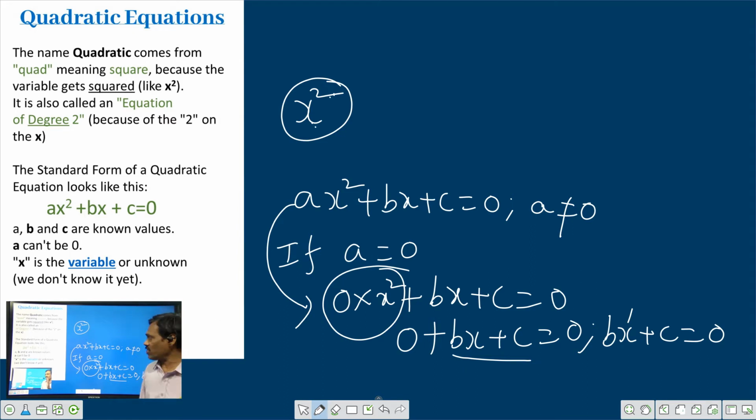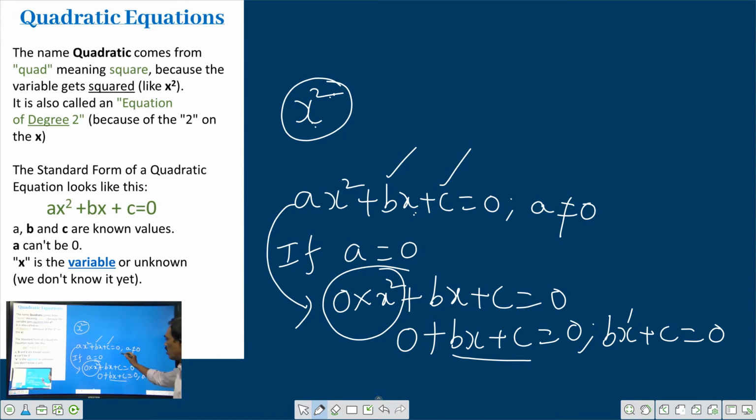For a standard quadratic equation, what should be the values of a, b, c? That is important here. b can be 0 or c can be 0. b may not be 0 or c may not be 0. The thing is that a should not be equal to 0. This is the main condition. If a becomes 0, this becomes a pure linear equation, because x is raised to power 1. That's why it is called a linear equation.